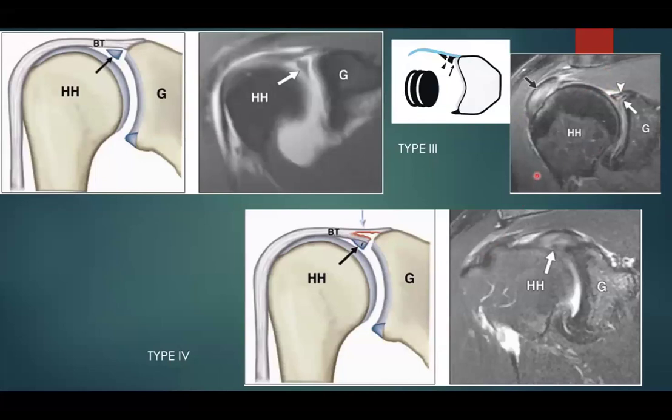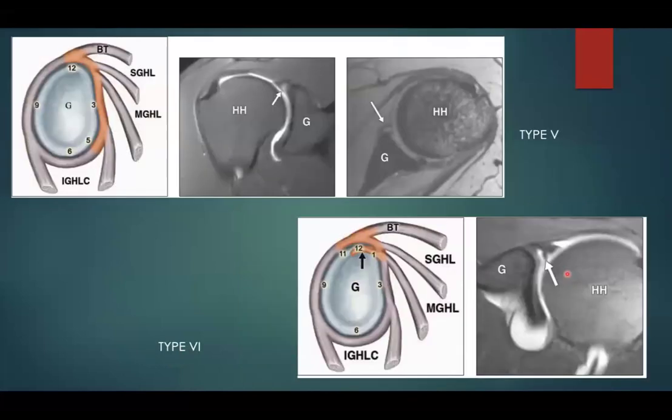In type 4, it shows a bucket handle tear of the superior labrum with extension of the tear into the biceps tendon. Type 5, the tear of the superior labrum shows extension into the antero-inferior labral tear from 5 o'clock position to superior labrum at 12 o'clock position with involvement of the biceps tendon.